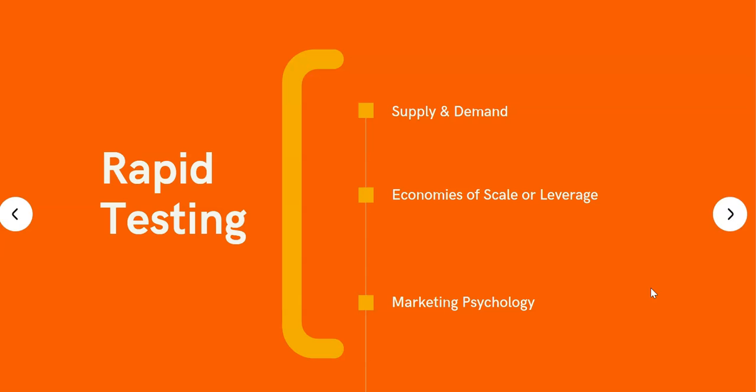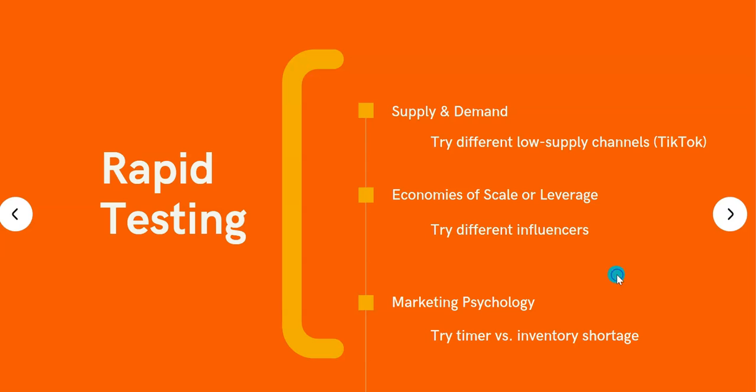Now, you may be asking yourself, I thought growth hacking was all about rapid testing. I thought it was all about being agile. I thought it was all about getting data and feedback from the market and making quick changes. That's true. And that type of execution can actually be applied to each of these three principles.